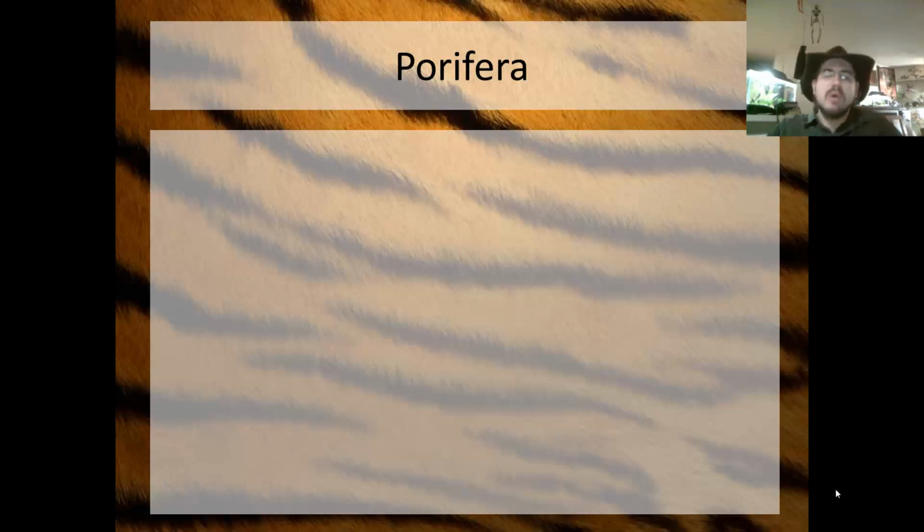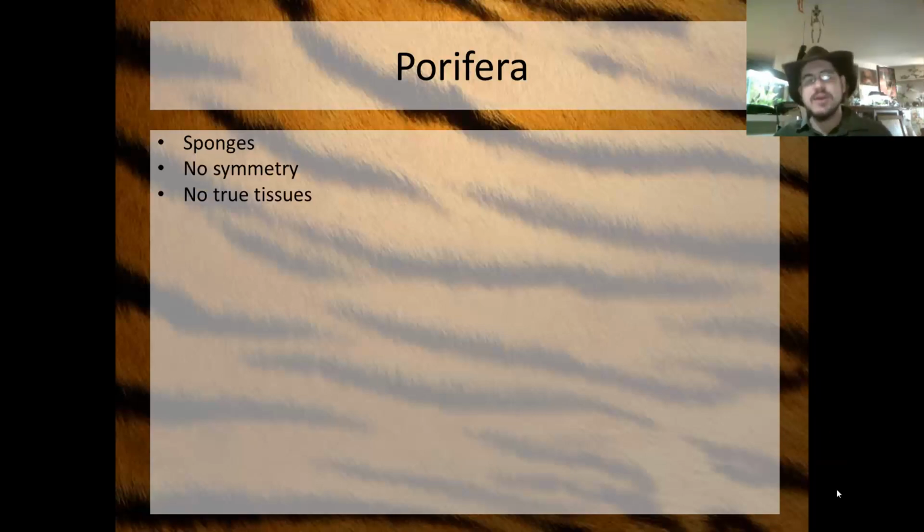All right, we're picking up with Porifera. Porifera is the phylum name for the sponge. Sponges are aquatic organisms. I think they're pretty much all marine, meaning they live in the ocean. And they're probably one of the simplest animals there are. The sponge itself is notable because it has no symmetry and no true tissues. So it's essentially a giant collection of cells that are sort of hanging out together.